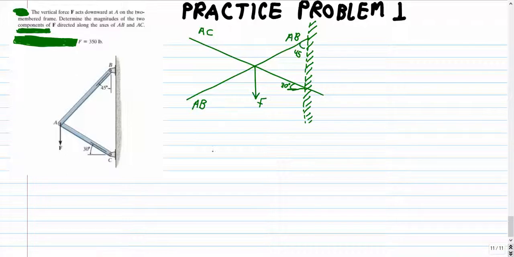So we are going to start with the easiest vector to draw for the vector triangle, which is obviously the force F vector since it's directed directly downwards. So the force F vector is going to look like this.